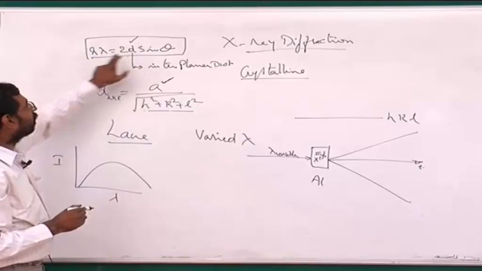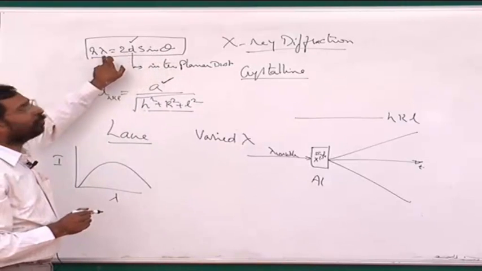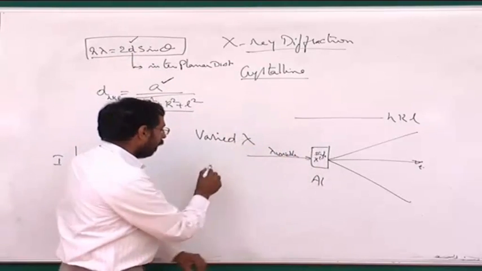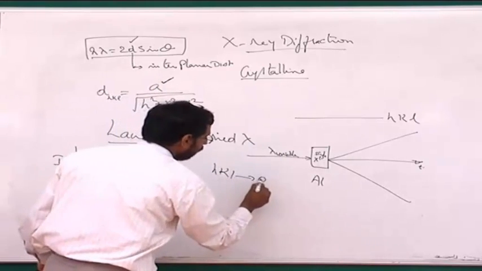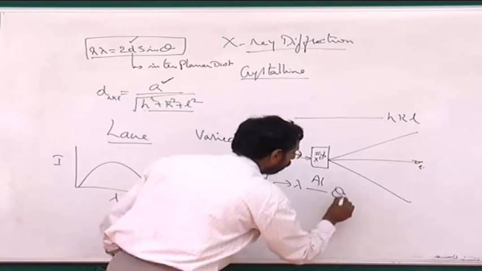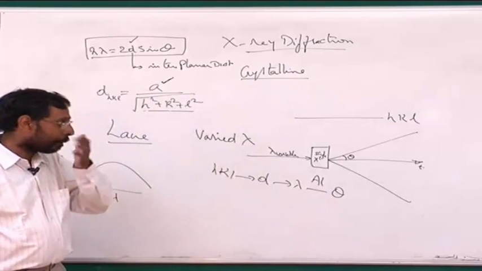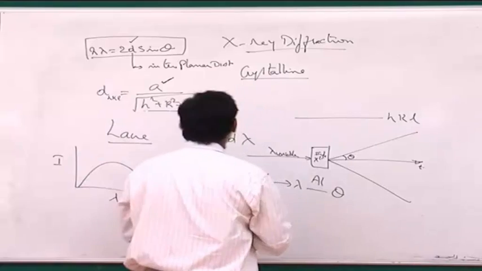If the D is fixed, the lambda that can give a particular diffraction is also fixed. So every HKL will have a certain D, and this D chooses a particular lambda so that it gives you a particular theta. So this theta that you are seeing, in fact, to be very frank with you, this is actually not theta.